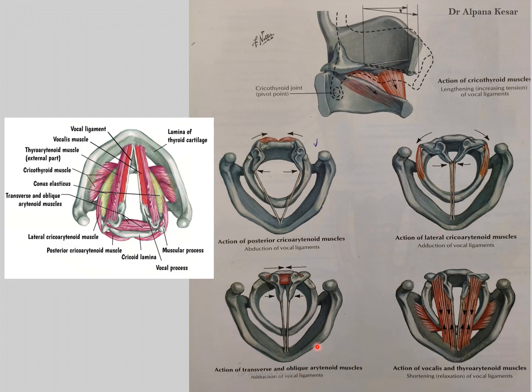This diagram shows the action of transverse and oblique arytenoid muscles, which together draw the two arytenoid cartilages close to each other. This also draws the vocal processes and the vocal cords close to each other, reducing the space between the two vocal cords and vocal processes to a narrow chink.